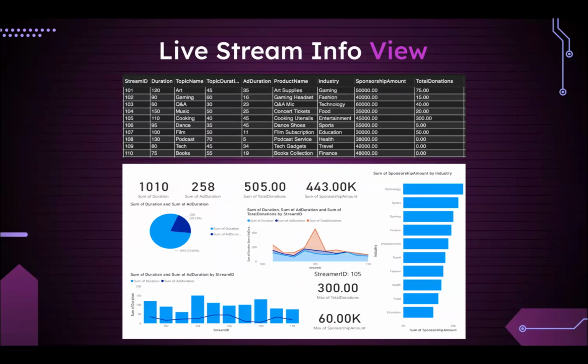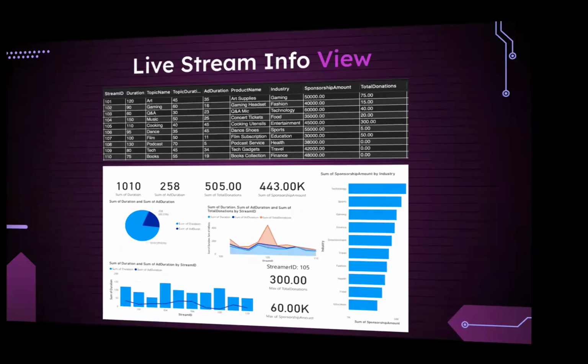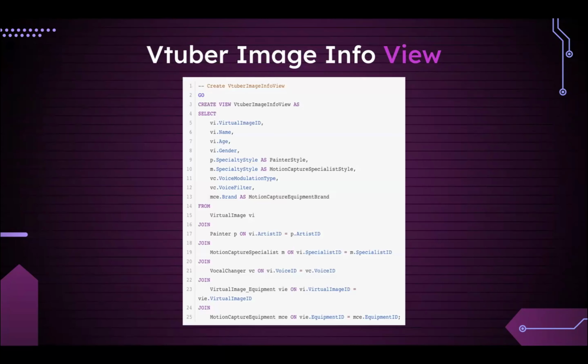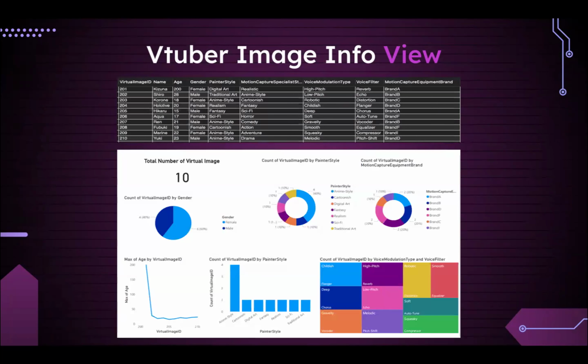We import the data into Power BI so we can get the visualization of this view. The next view is the virtual image. As we can see in the slide, the result is here. We import the data into Power BI so we can know what virtual images and what types are most commonly used by the virtual idols, and also the painter styles and the capture equipment brands.